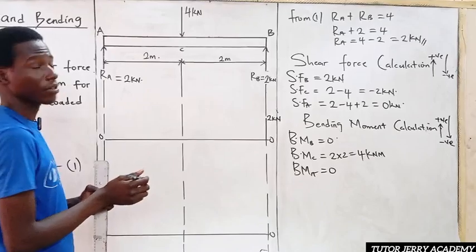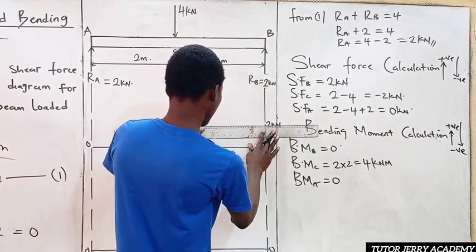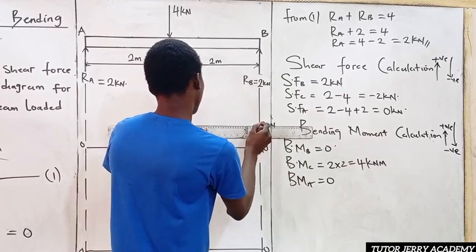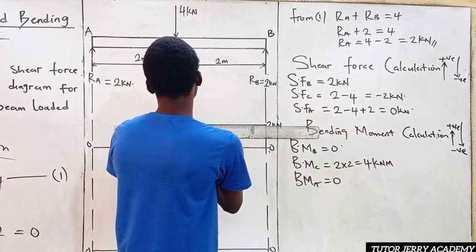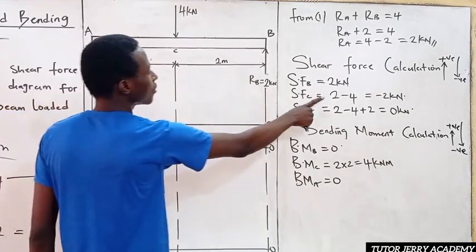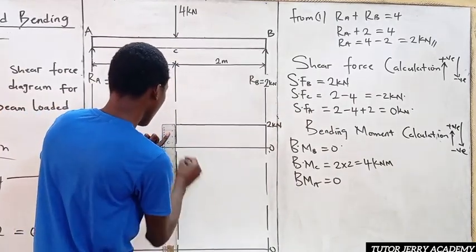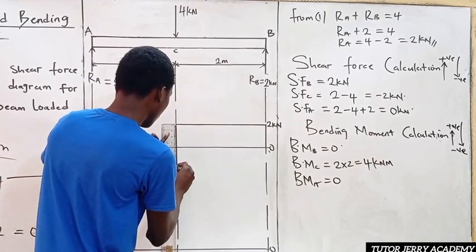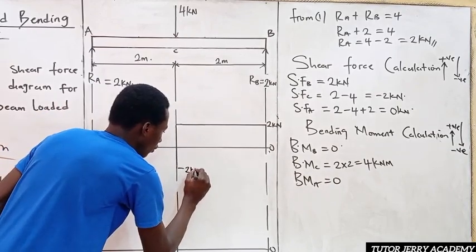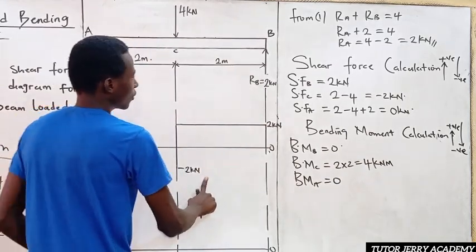From B to C, of course, there's no load in between, so it's constant. So I'm going to be drawing this all the way even up to point C. It remains constant. Now, my shear force at point C is nothing but minus 2 kilonewton. So I'm going to be going down to the negative side by minus 2 kilonewton. So let's take this point as minus 2 kilonewton. This is kilonewton meter. No, this is kilonewton. This is shear force. This is kilonewton.